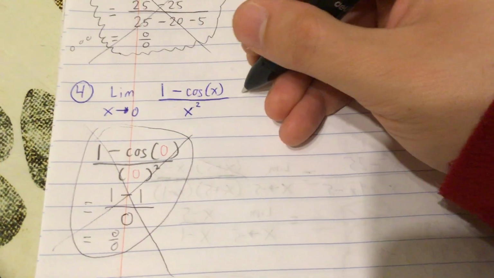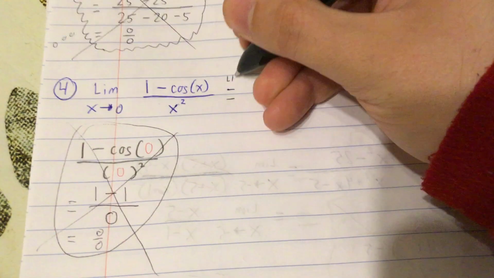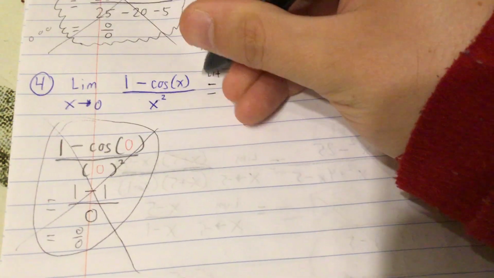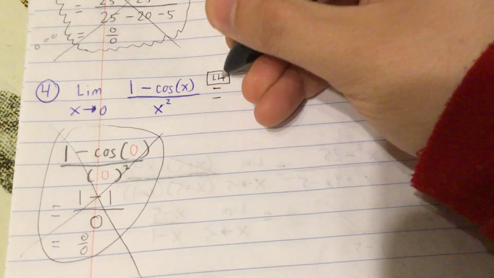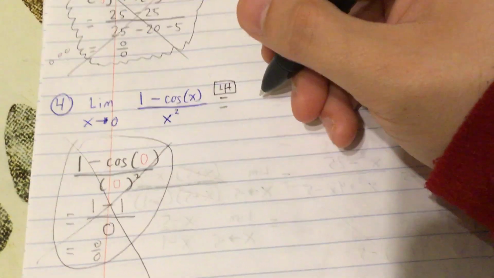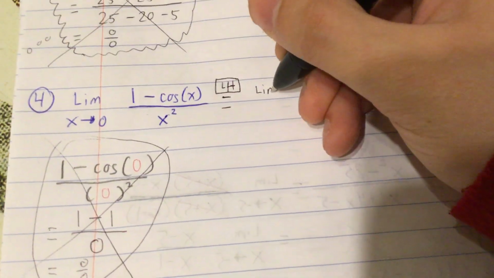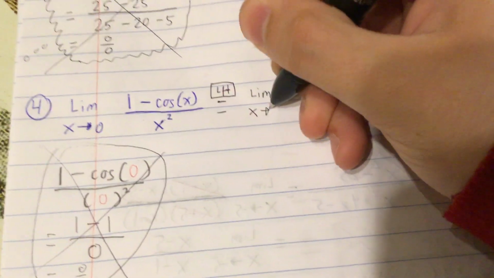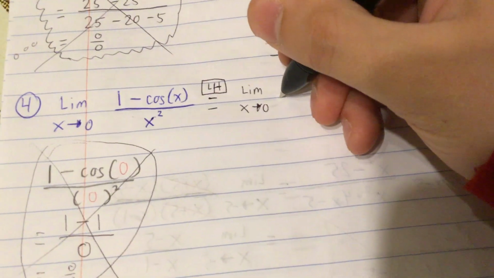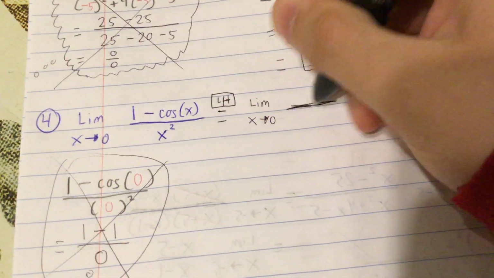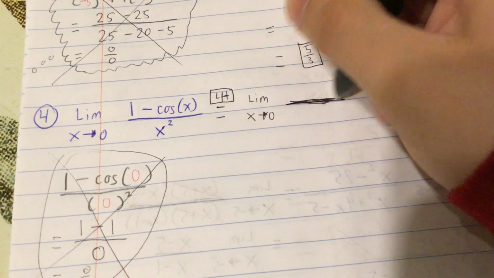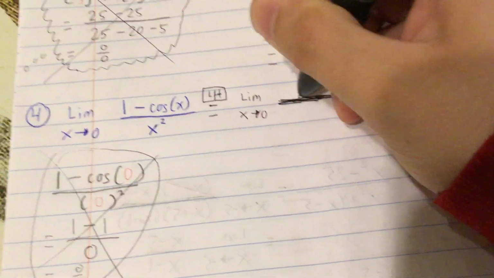So let's do the L'Hopital rule. The limit as x approaches 0, the derivative of the top. Let me make a thick fraction bar because I messed up.